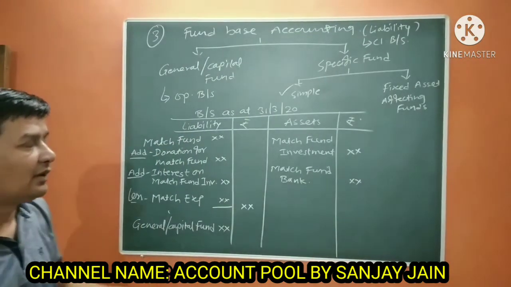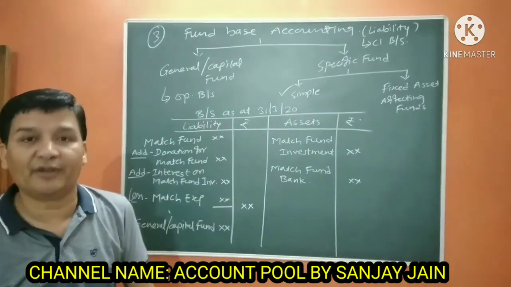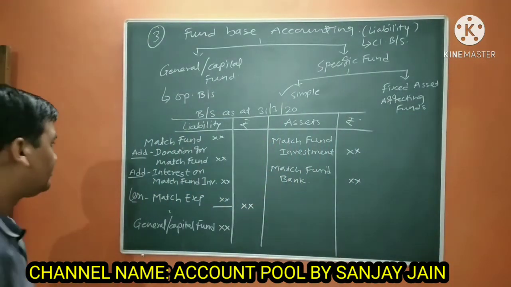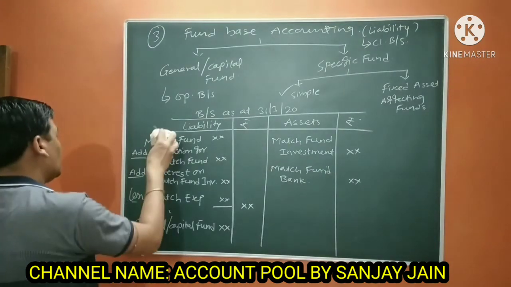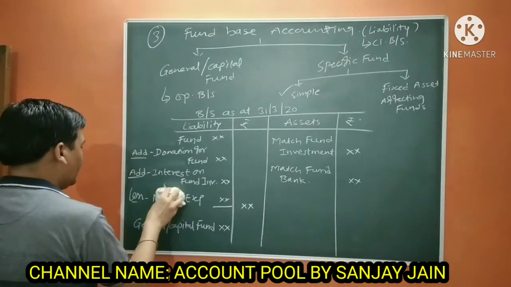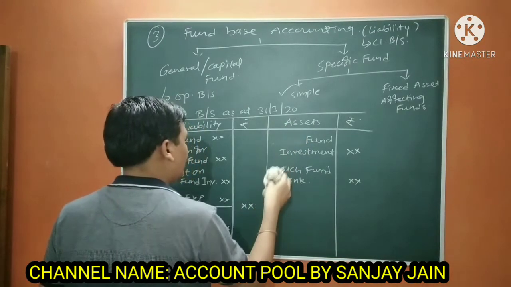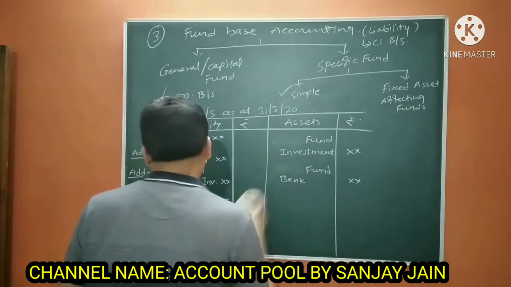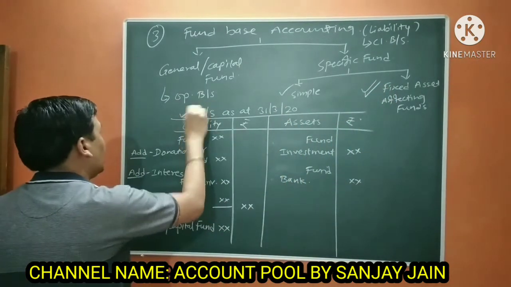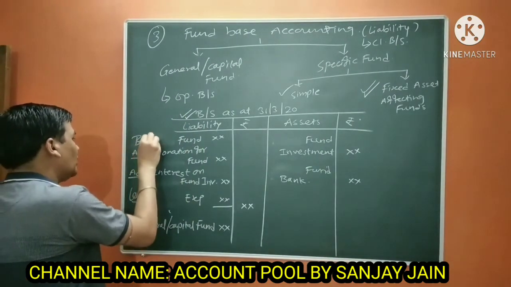Now, what is the difference if there is a fixed asset affecting fund, like we are talking about building fund? So I am taking building fund here, and that is very easy. We are taking fixed asset affecting funds here, so I am taking building fund.